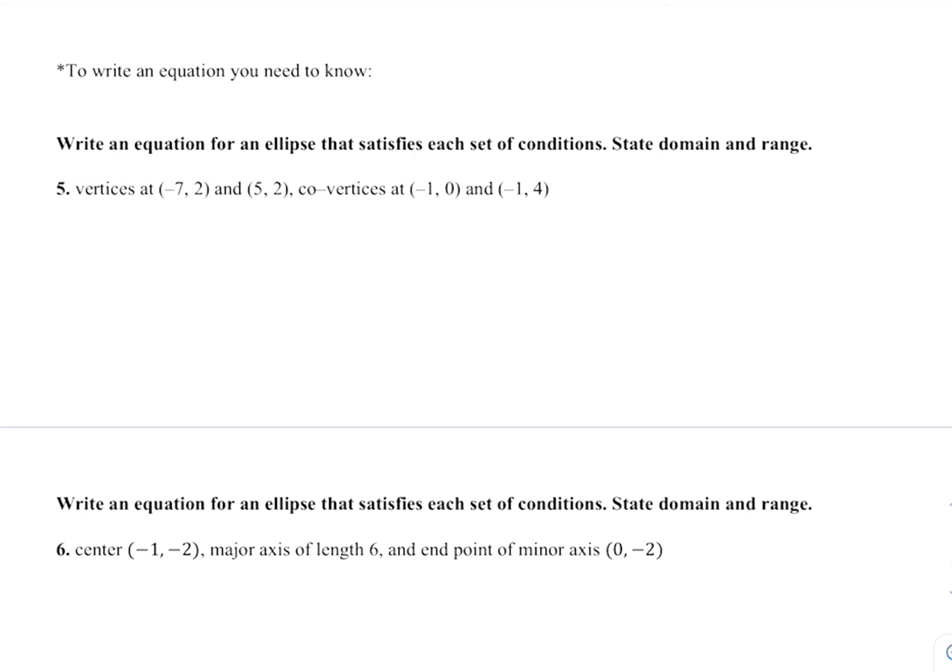So next we're going to talk about how to write equations from ellipses. Anytime we write an equation of the ellipse, we will need to know the center, which gives us h and k, our a value, b value, and the direction. And then we're just plugging in the numbers that we know into the correct equation.